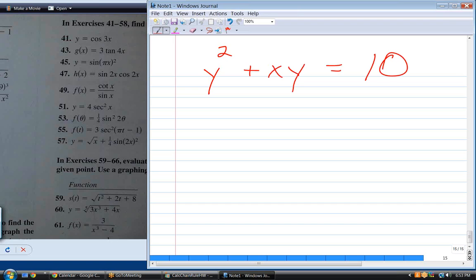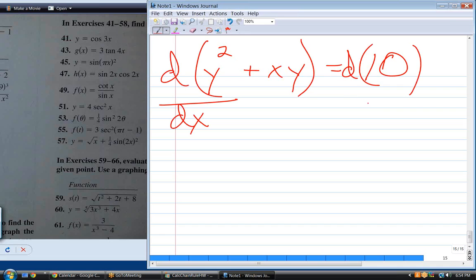Now, I can't solve for y. If I could solve for y, I would, and I would explicitly differentiate it. But I can't. But what I can do is implicitly differentiate both sides. In other words, I have an equation here, and what I'm allowed to do is differentiate the left side with respect to x, and differentiate the right side with respect to x.